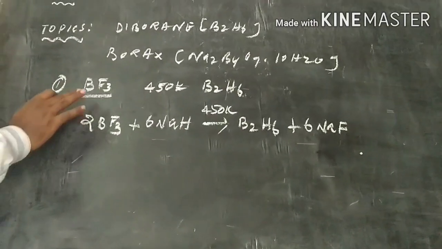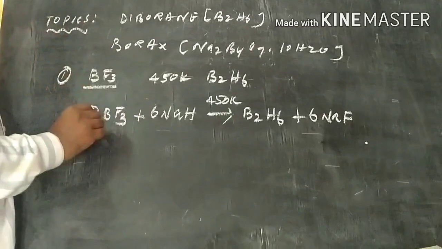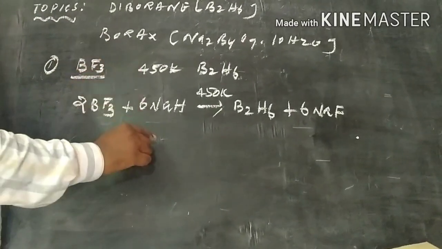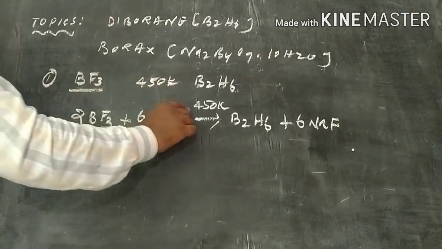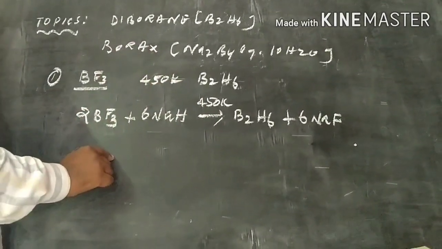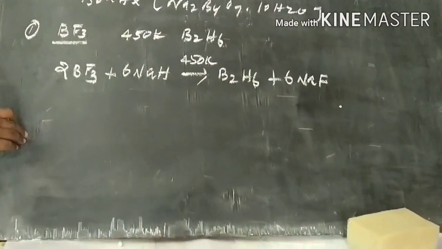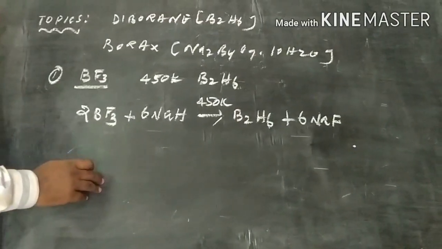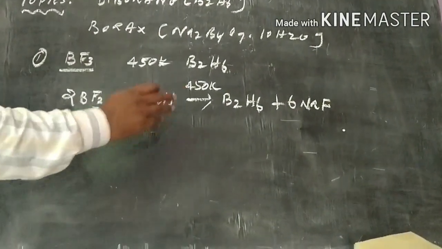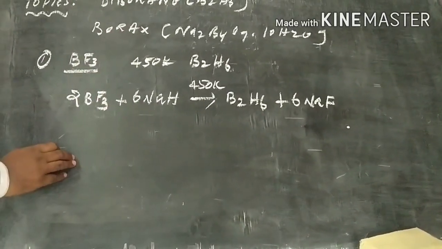Boron trifluoride, BF3, reacts with metal hydride, particularly sodium hydride, at a temperature around 450 Kelvin to give diborane, B2H6. Another method: diborane can also be obtained in small quantity by the reaction of iodine with sodium borohydride.